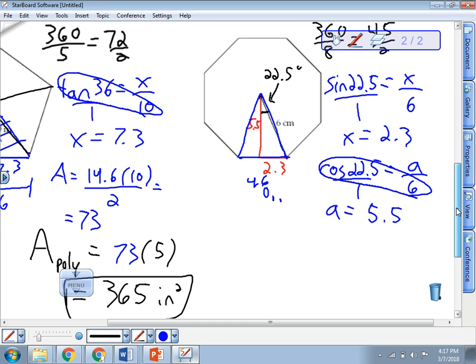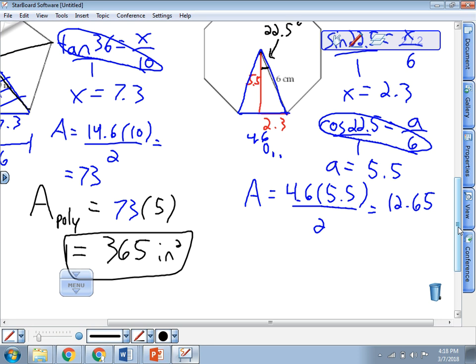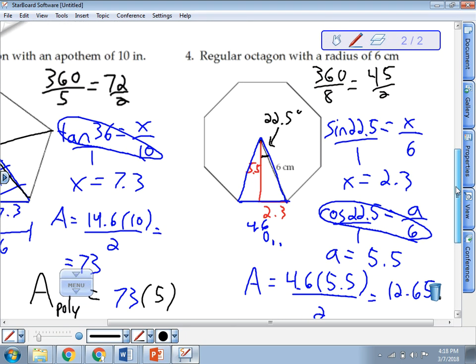So let's find the area of the one triangle. Area equals base times height divided by 2, so 4.6 times 5.5 divided by 2. When I do that, I'm going to get 12.65. That's the area of one triangle. Now, final part, to find the area of the polygon, I take the area of the one equal size triangle, the 12.65, and I multiply it by the number of those triangles in the shape. It's an octagon. There's going to be 8 of them.